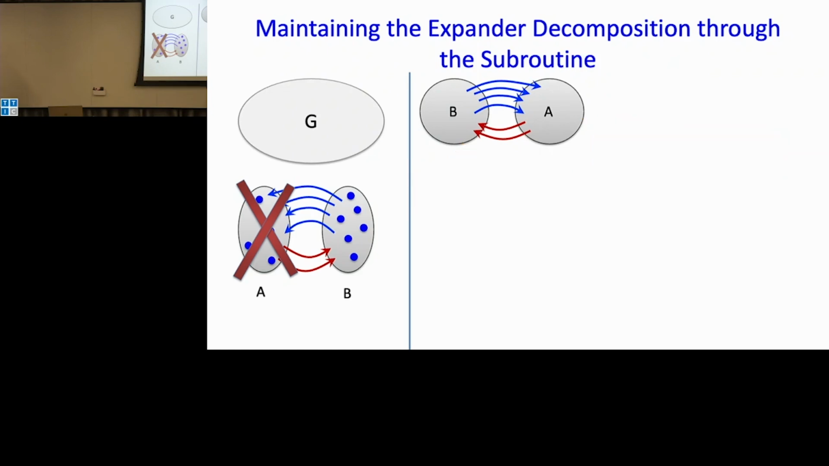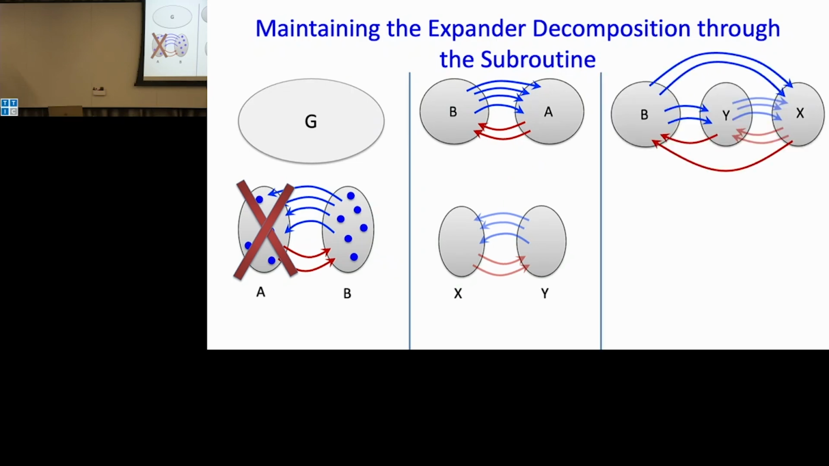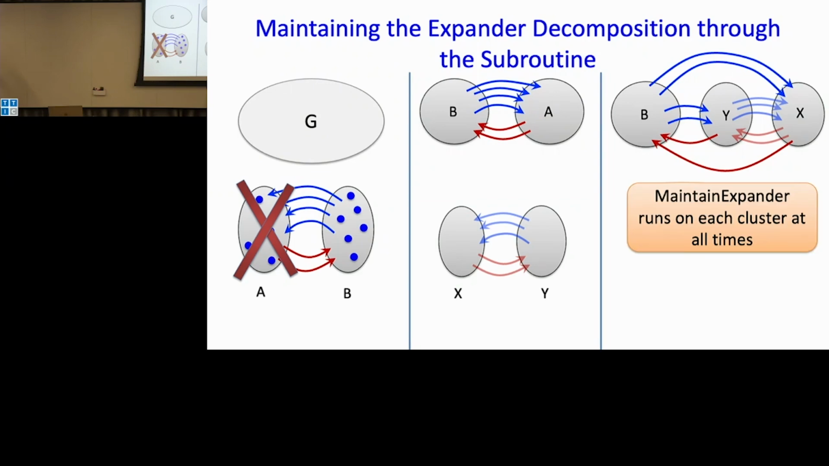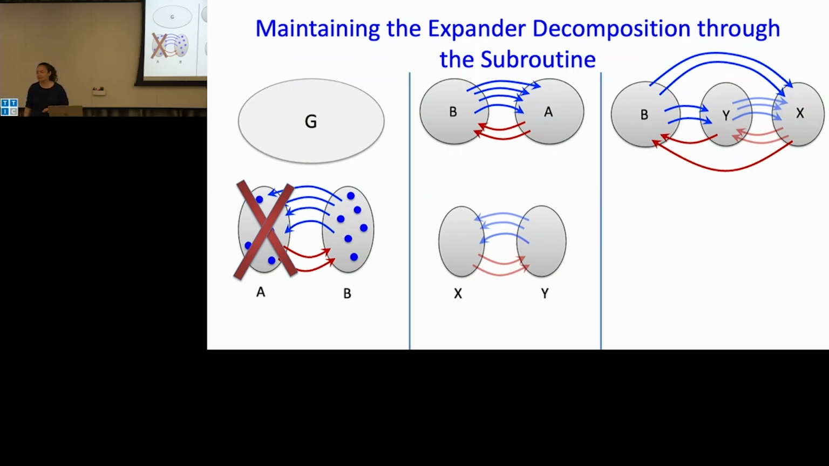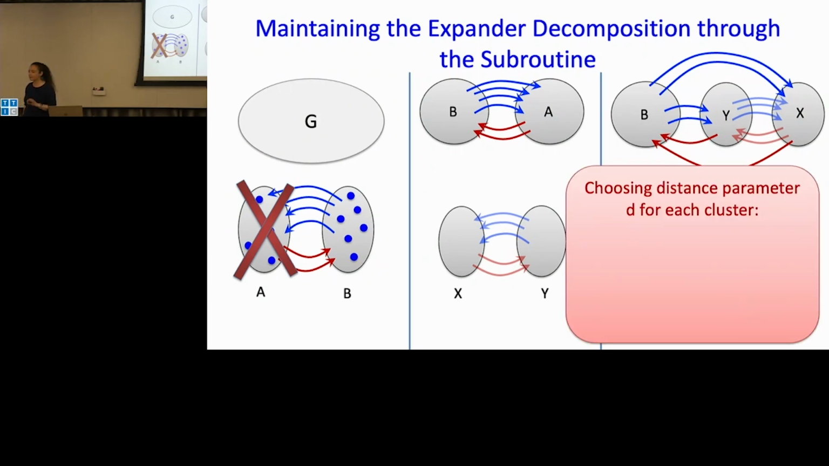And then maybe after some time, again, we get a sparse cut X, Y of A. Now we replace A with Y and X, again in this order, so the number of right to left edges is small. And at all times, on each one of these clusters, we run this maintain expander problem. Now, remember this maintain expander problem comes with this distance parameter d, which is roughly speaking the diameter of our cluster. And it's really important how we choose it. So it's going to be different for different clusters. And we need a total diameter of all the clusters not to be too large.